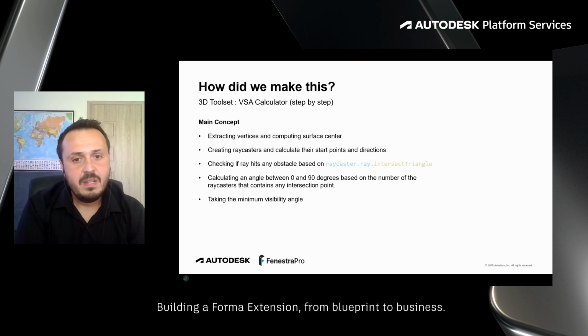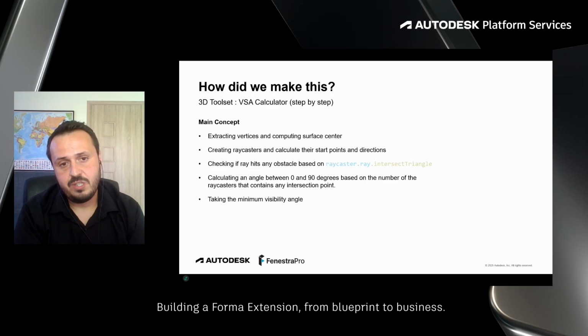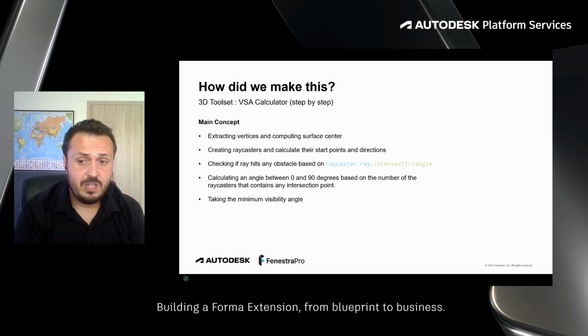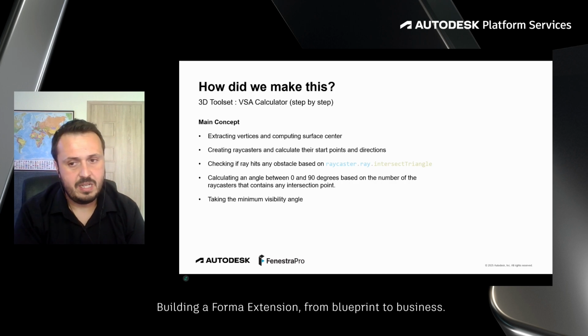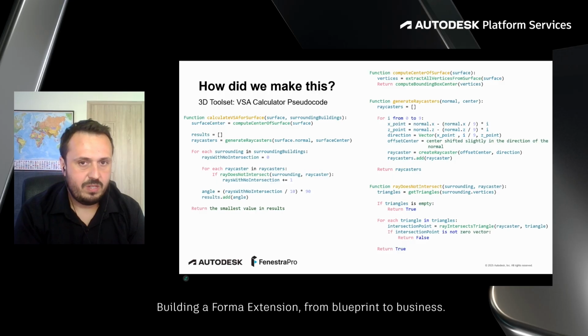Then we are checking if they are hitting any kind of obstacle or not. For that we are using the intersects triangle function that we are taking from 3JS, and then we are calculating that angle. If a raycaster hits something, then this angle is obviously going lower. If it doesn't, then it stays at 90 degrees. Then we take the minimum visibility angle. I will explain this in the next slide with the pseudocode. So let's have a look at the pseudocode right now.